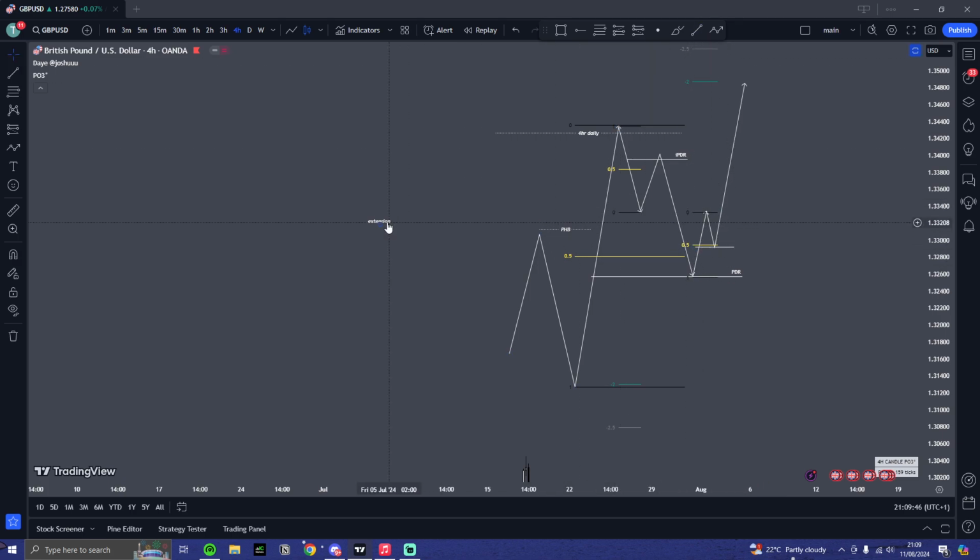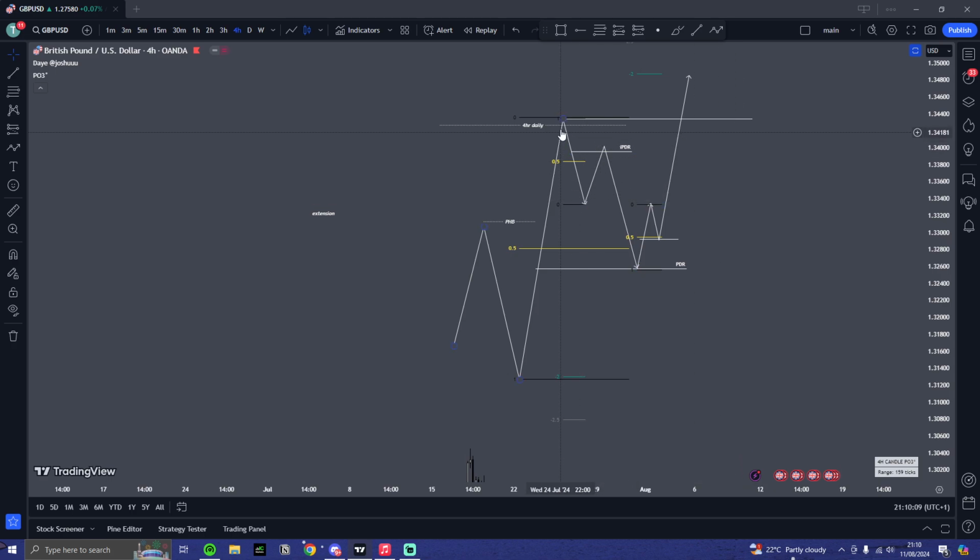So we go from extension to the 4 hour daily, internal level, external level, internal level, and then the next draw on liquidity, which would be the high of the current range. So that is essentially how I play my market structure and understand my daily bias. That's how the internal range is formed as well.